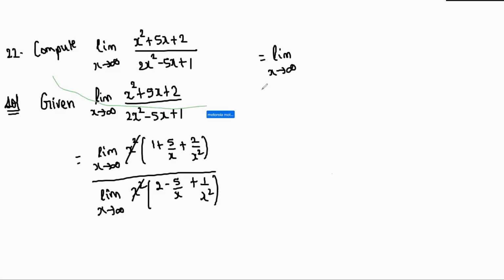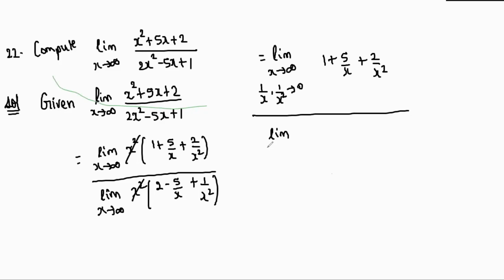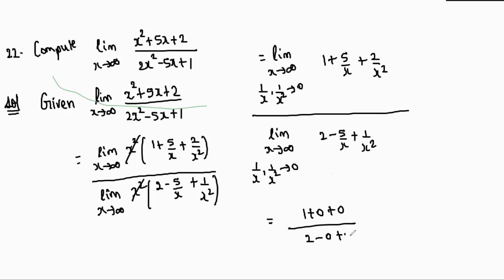As x tends to infinity, 1 by x and 1 by x square tend to 0. So we get (1 plus 5 by x plus 2 by x square) by (2 minus 5 by x plus 1 by x square). So that is (1 plus 0 plus 0) by (2 minus 0 plus 0). That is 1 by 2.